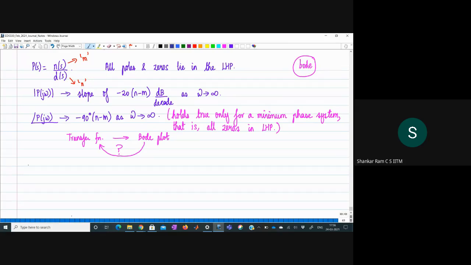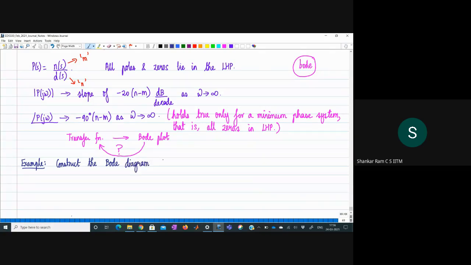So having learned the process of constructing the Bode diagram of the individual factors, let's apply the concepts to a simple example and learn how we construct the Bode plot of any given transfer function. And we will make some interesting observations from this example, which will also be useful going forward, right?